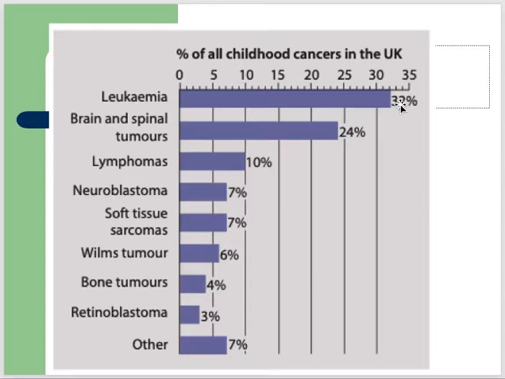Neuroblastoma, soft tissue sarcomas, Wilms tumor, which is the one related to the kidney, bone tumors, and retinoblastoma are also there, so I will be talking a little about these. In this slide there is a complete detail of the leukemias, but we are not going to discuss them in detail. The important thing now is what issues we face in pediatrics.